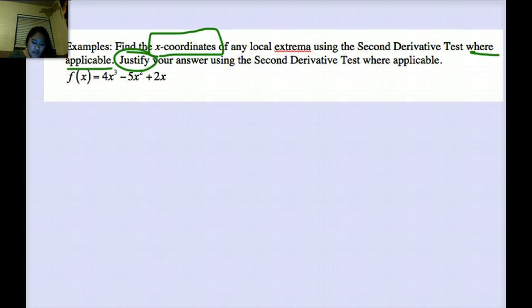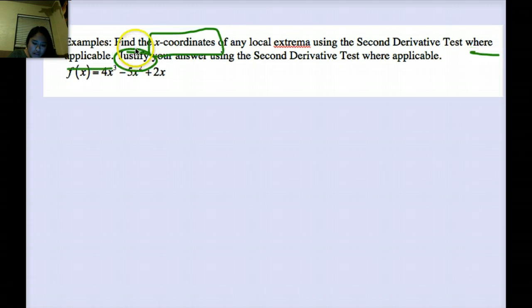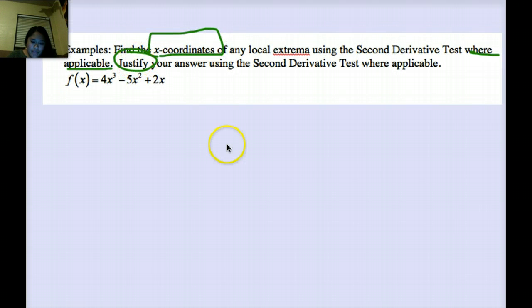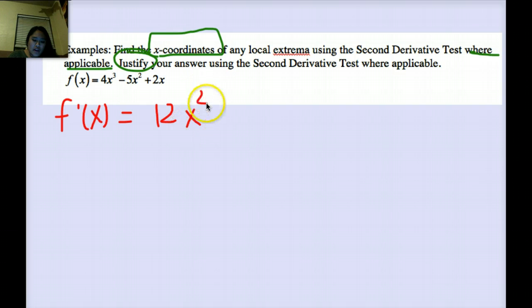And let's do this. Let me scoot this up so I have the right power. Okay, so if I take a look at this function, number 1 is to find the critical numbers. So in order to do that, I need f prime of x. And if I do this, I get 12x squared minus 10x plus 2.